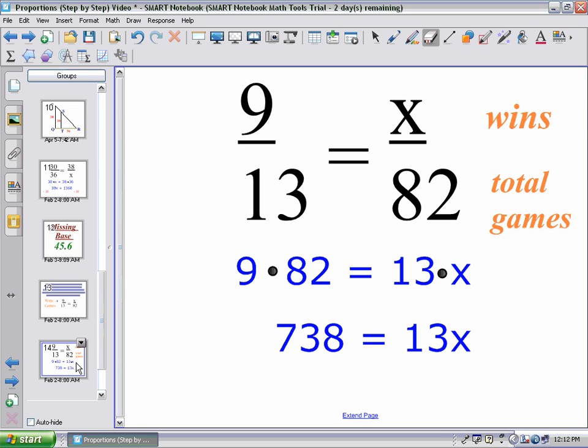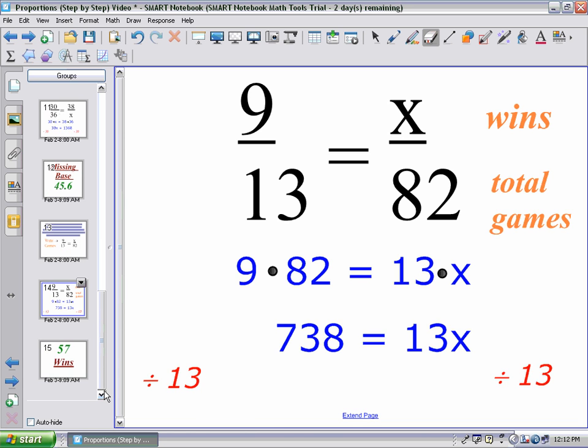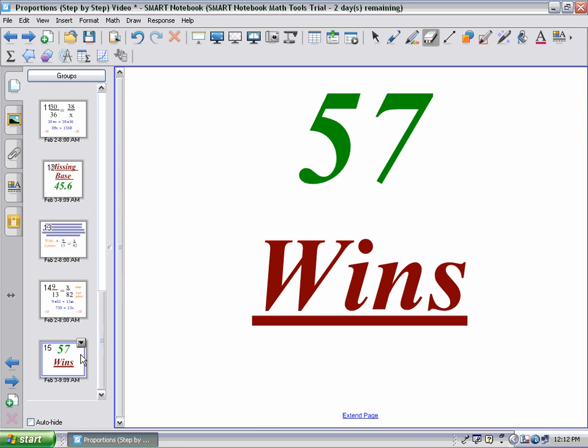Then I get rolling, solving my proportion: 9 over 13 equals x over 82. 9 times 82 gives me 738, 13 times x gives me 13x. Divide both sides by 13, and what we can pretty much predict, you get a decimal, comes out to be 56.77. Remember, certain times it's acceptable to round, so approximately 57 wins would be my answer for this question, okay?